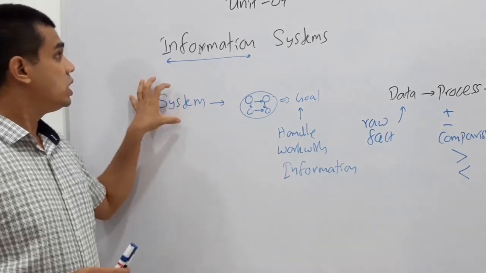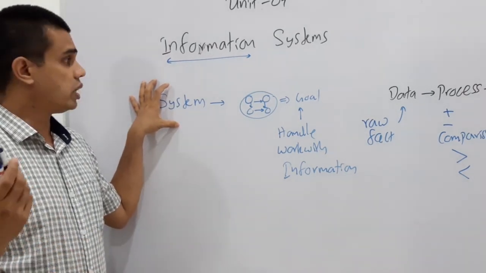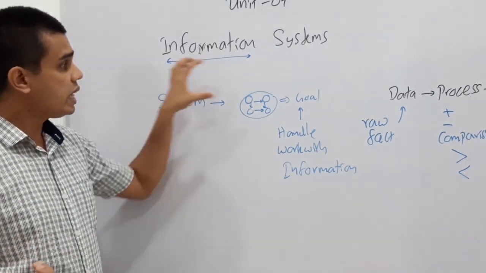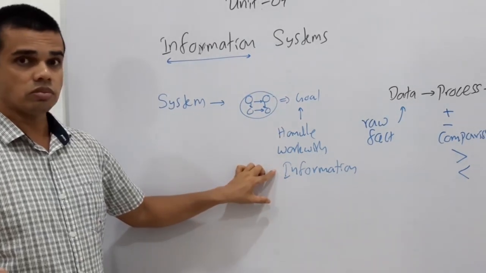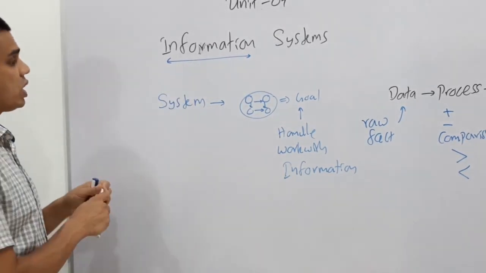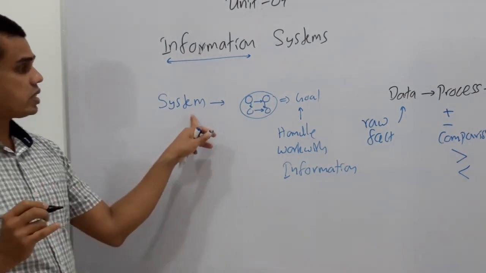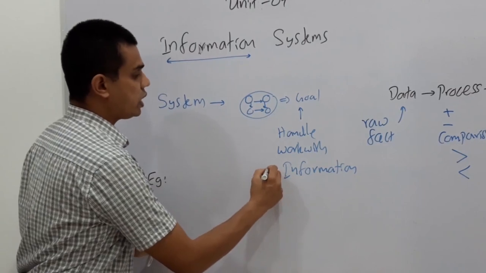You can remember the early systems, the basic system idea, the vehicle, even the human body. Are they dealing with information? No. Therefore, they are not information systems. If that is the case, what are information systems? It's a system which is dealing with information.